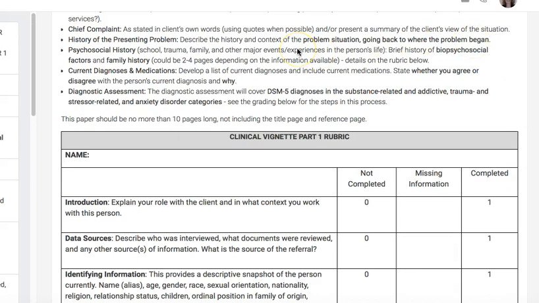Then you're going to offer a psychosocial history. This is a bigger, broader perspective of the person. What else do you know about this person? Like, what's going on in their family, and what are major events that they've experienced? Do they have any history of trauma? What were their school experiences like?